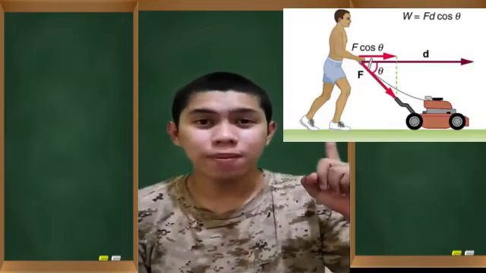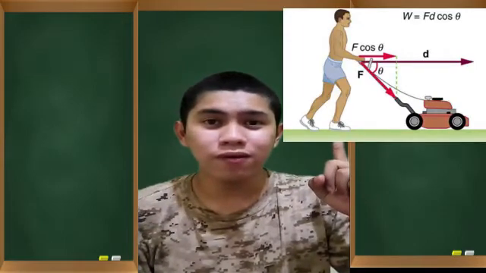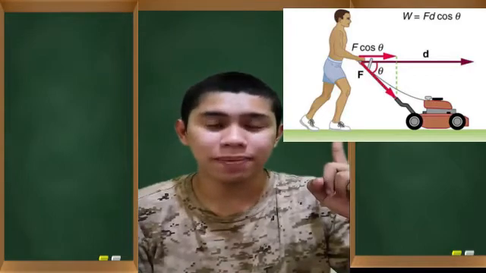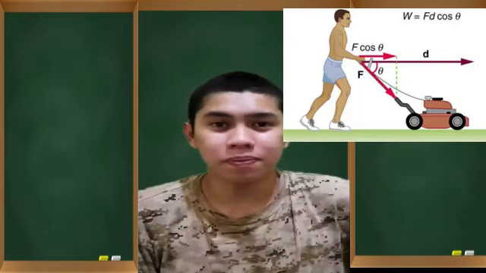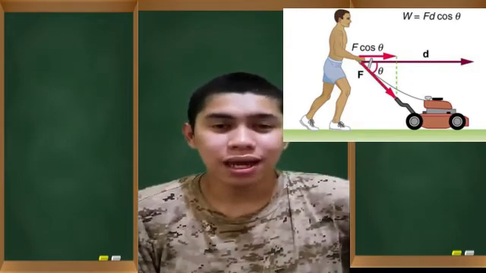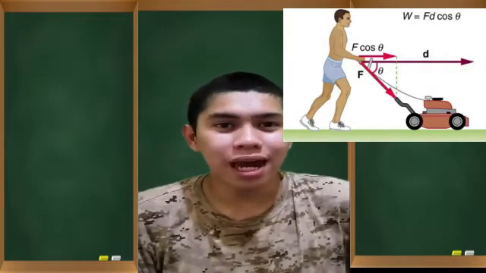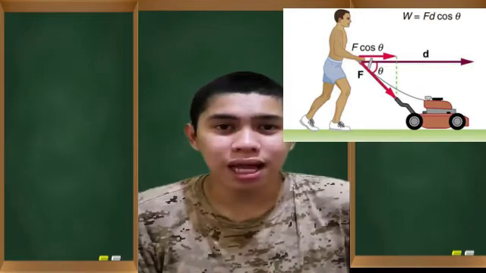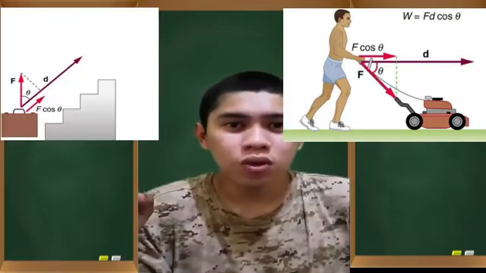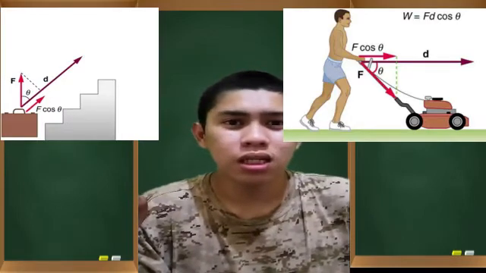Figure A shows a graph of force versus displacement, of the component of the force in the direction of the displacement. That is, an F cosine theta versus D graph. In this case, F cosine theta is constant. You can see that the area under the graph is F D cosine theta, or the work done. Figure B shows a more general process where the force varies.